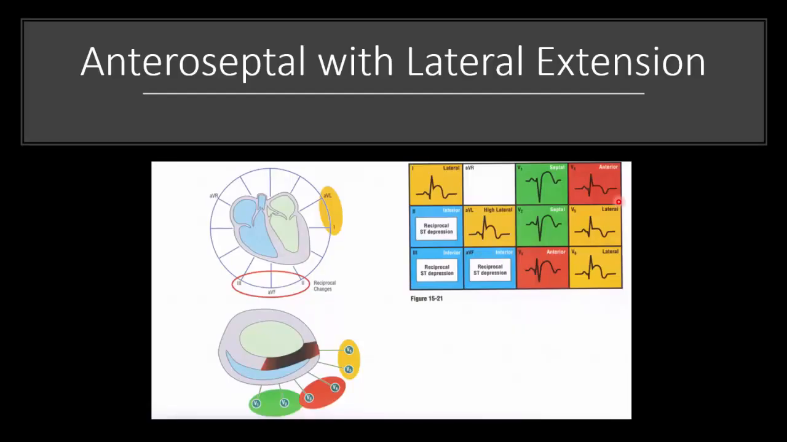So again, this is just showing the 1 and AVL. These reciprocal changes in 2, 3, and AVF are only due to 1 and AVL being involved. So then you have V1, V2, V3, V4, V5, and V6. Notice the significant ST elevation in V4, V5, and V6. And then you're starting to see some Q wave development in V3 and V4 as well. So again, this is a very significant MI.